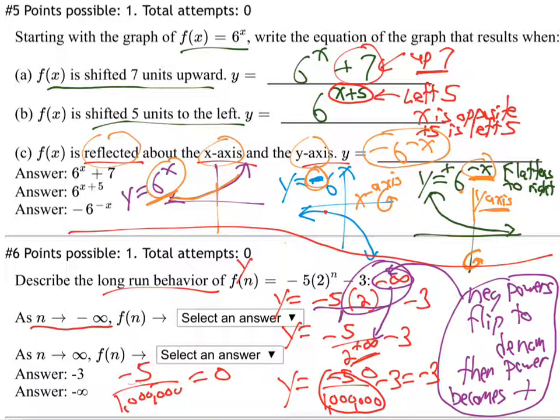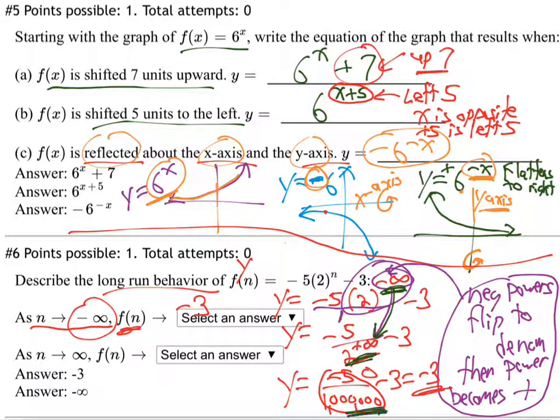So as n goes to negative infinity, y, or f, is headed to negative 3, isn't it? Headed to negative 3. Because that front part becomes 0. Because a negative power flips it to the denominator, and then 2 to the infinity is infinity. Let's say like a million, and anything over infinity is 0. 0 minus 3 is minus 3.